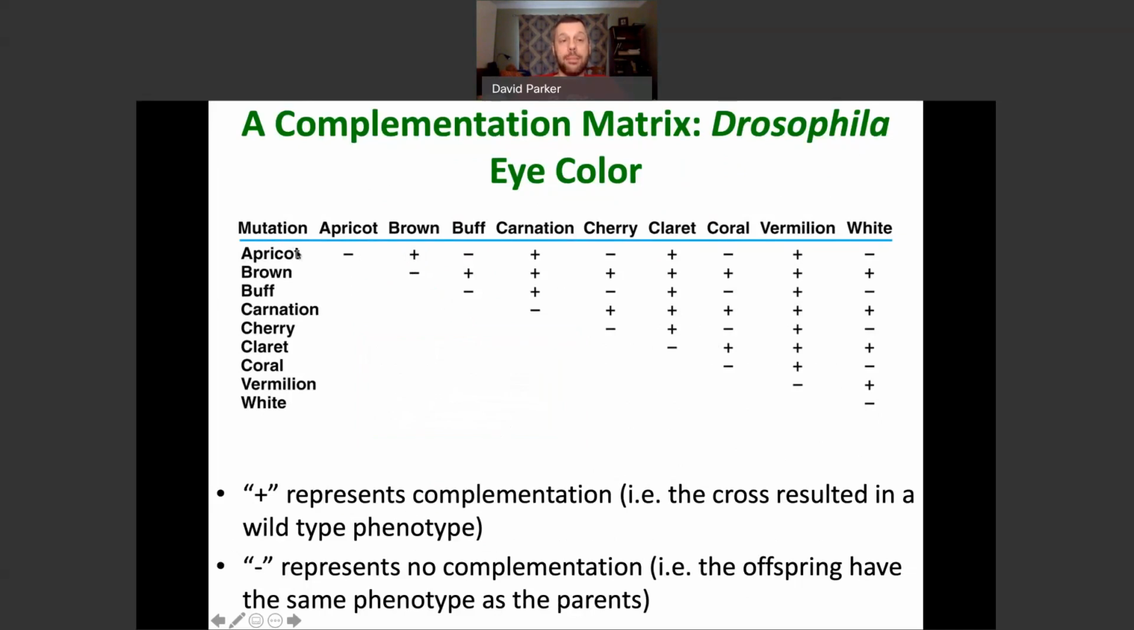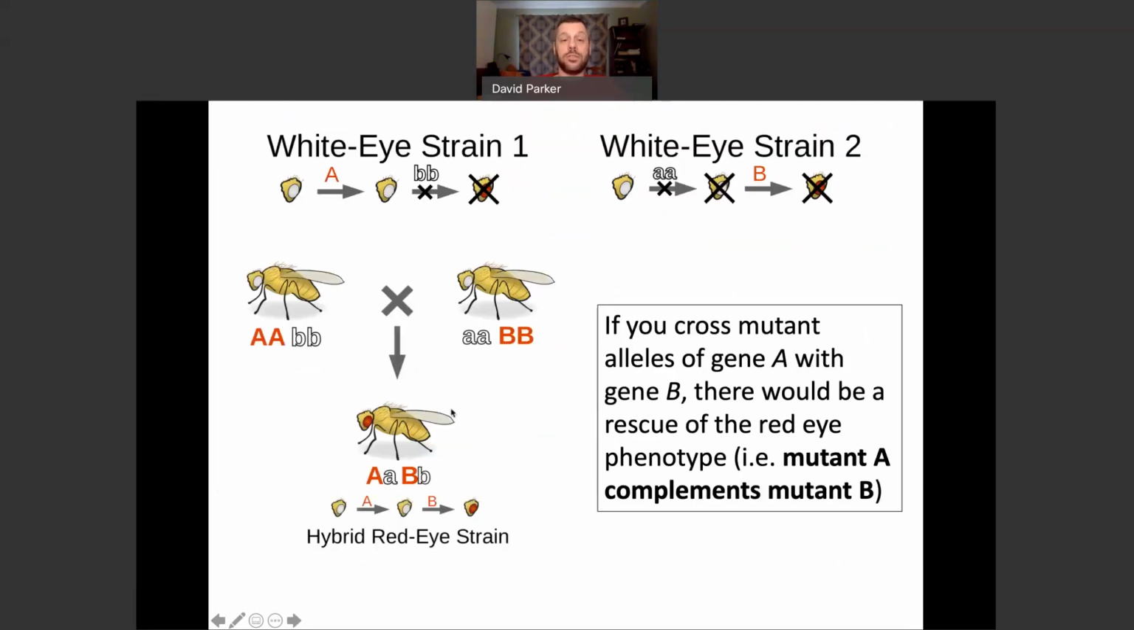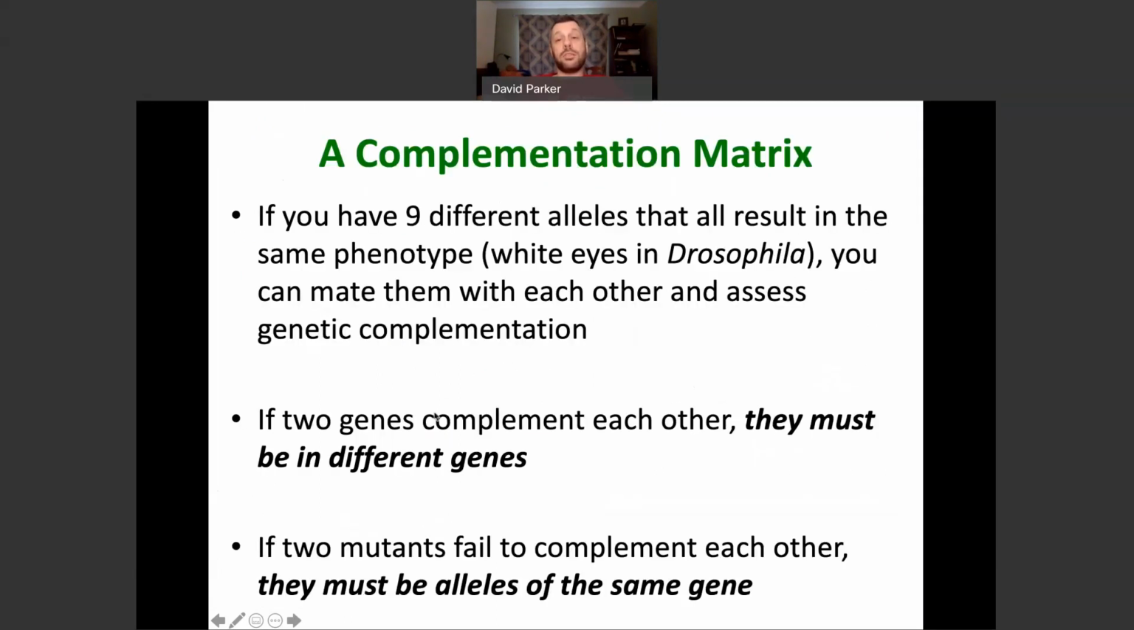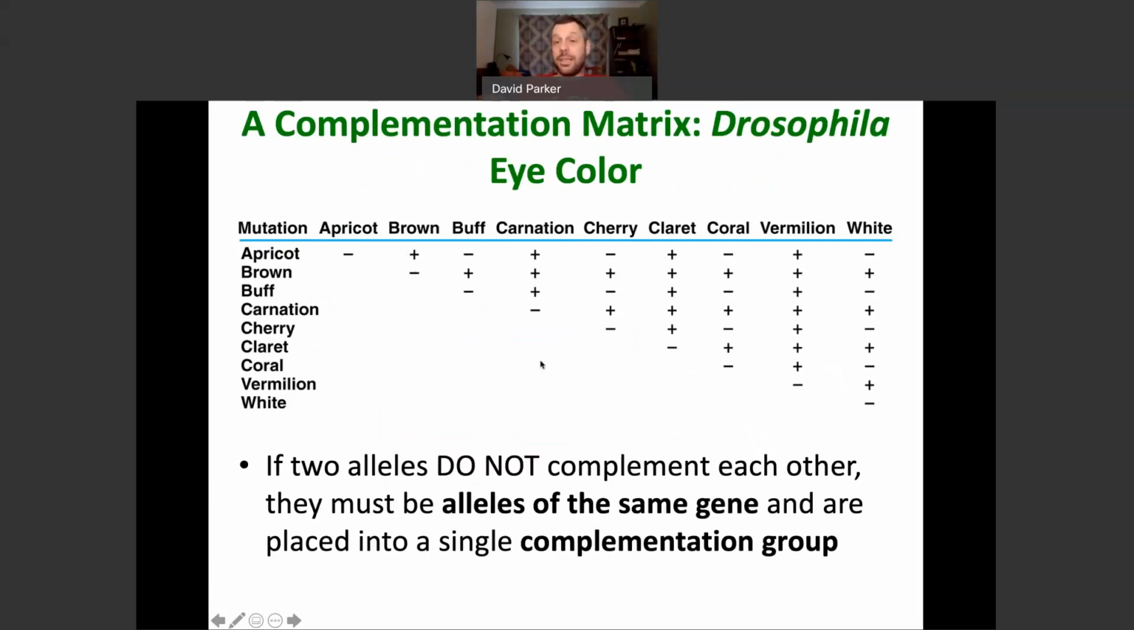Now, if I cross this apricot mutant with a brown one, so here, apricot is crossed with brown. Check it out. I get a plus, which means these guys have a rescued phenotype. They have red eyes. So I know that this mutant and this mutant must be in different genes because I've got a complementation effect, just like you see. And by crossing everything with everything else, I can essentially ask how many of these mutations are in the same gene. And if you look across this top row, you'll see that if I cross apricot to buff, no complementation.